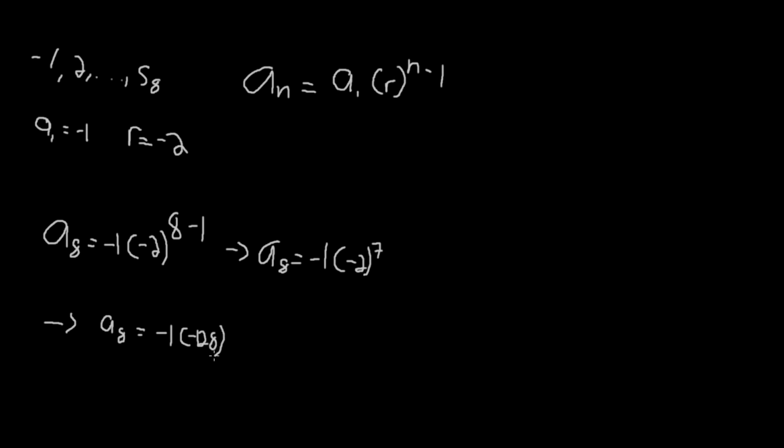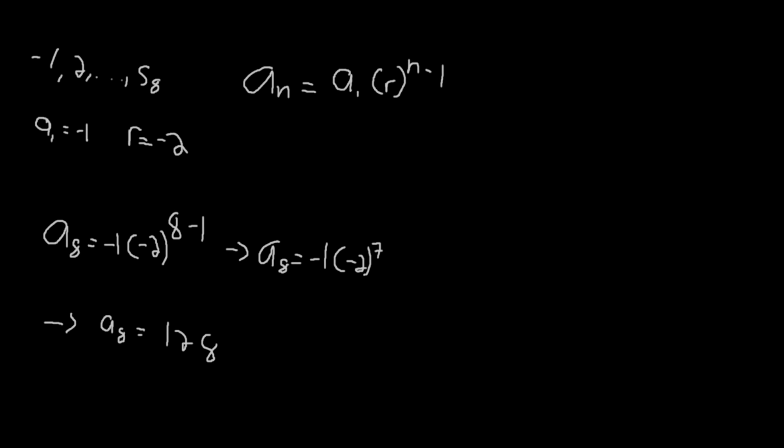Or if you want, we can completely skip this part and say our a sub 8 is 128. The reason why it became positive 128 instead of -128 is because we're multiplying a negative number by a negative number. If we multiply a negative by a negative, it becomes a positive.